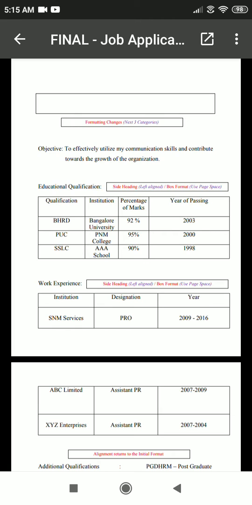you're going to write your course name. For example, if it is bachelor's, please do not directly mention bachelor's on your qualification side.